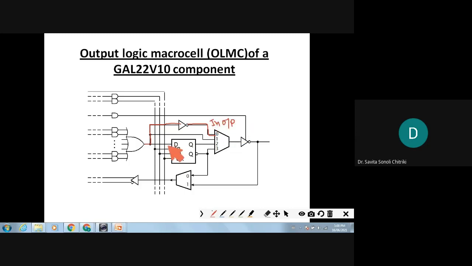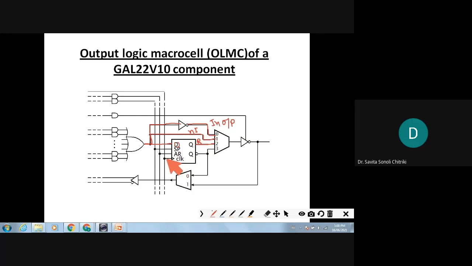Another output is directly connected. It is not inverted, so that is connected to input number one of the multiplexer. The next output is connected to the D latch, and then from Q it is connected. That means this is the registered output, coming through the register. This is inverted output. This is non-inverted output.